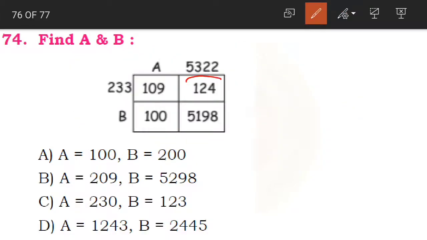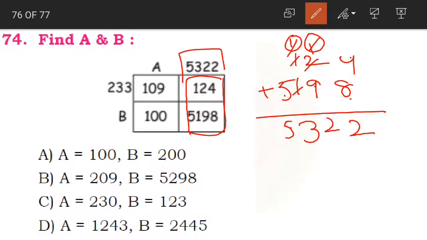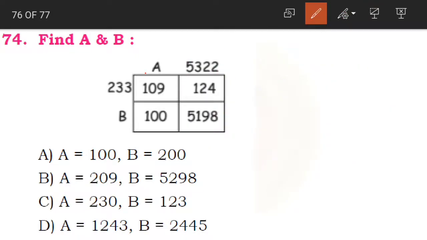In the same way, when we add these two numbers, we will get this. Let us check. 124 plus 5198. 4 plus 8, 12. 1 carried. 1 plus 2, 3. 3 plus 9 again 12. 2 here 1 carried. 1 plus 1, 2. 2 plus 1, 3. Then 5. What is our answer children? 5322.